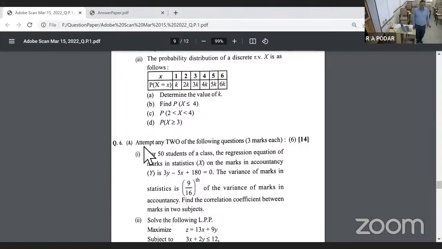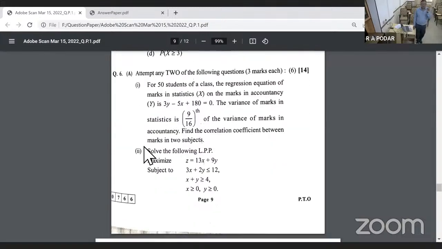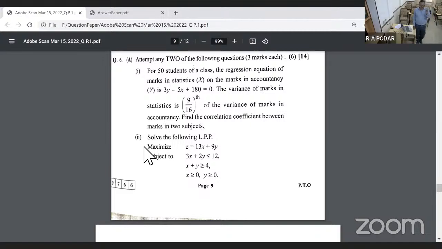Then we go to question number 6. Attempt any two of the following questions. Here also, this is chapter 3, regression equation, you have to find out. The regression equation is given, and you have to find the correlation coefficient. First you have to find the variance of x and variance of y. The ratio is given, which you have to simplify to get the ratio between the standard deviation of x and standard deviation of y. Then substitute in the byx or bxy formula. In the byx formula, in terms of r, sigma x, sigma y, you use that and you will get it.